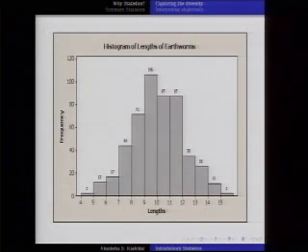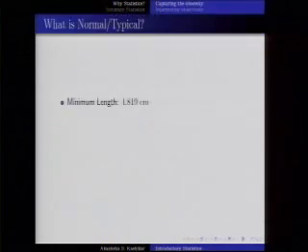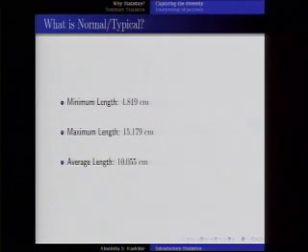Okay. So this kind of graph is known as histogram. And it's the basic thing which we draw when we have some data in hand, to see how this data looks like, what is the spread of this data. Okay. Now let's compute some values actually. So in this, minimum was 4.819 centimeter. Then maximum was 15.179 centimeter. And average length is 10.055. Now why do I need average length?